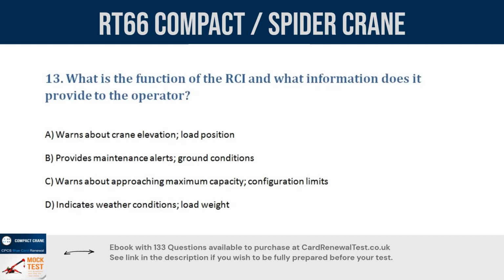13. What is the function of the RCI and what information does it provide to the operator? A. Warns about crane elevation, load position. B. Provides maintenance alerts, ground conditions. C. Warns about approaching maximum capacity, configuration limits. D. Indicates weather conditions, load weight. Correct answer, C. Warns about approaching maximum capacity, configuration limits.